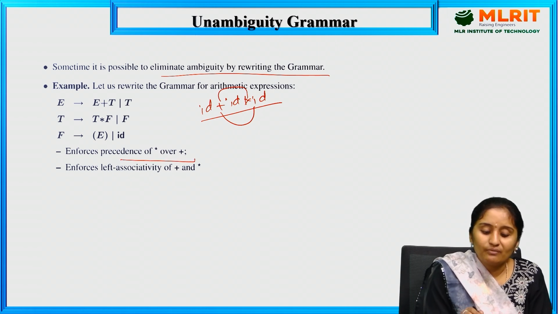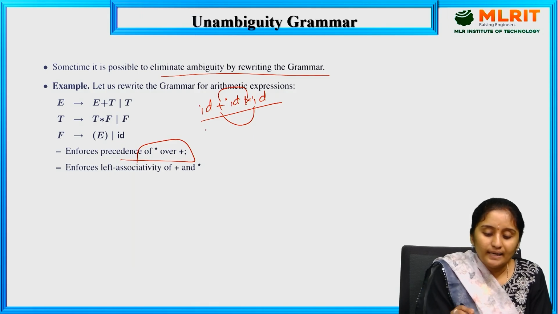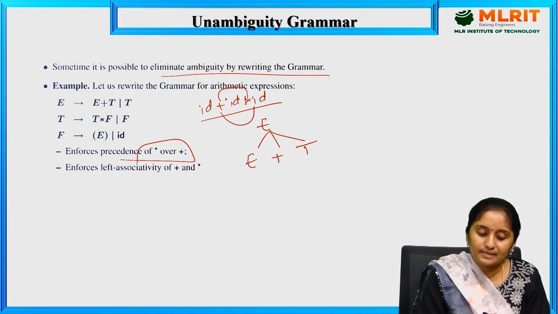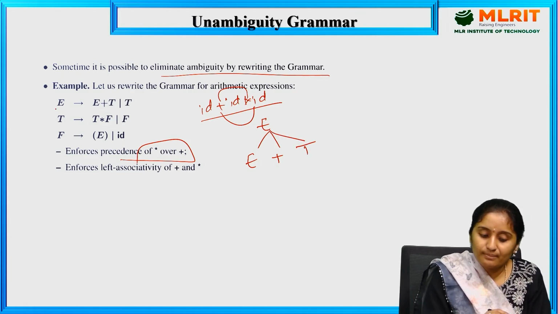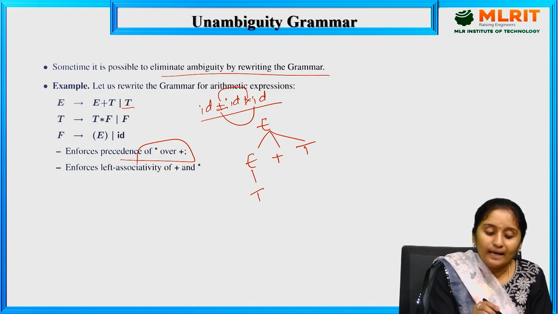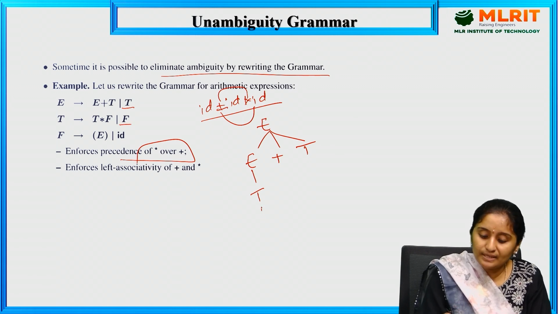Here we can also enforce the precedence of star over plus. Let me take ID plus ID. E produces E plus T. Here E is my start symbol, so I have taken E plus T. The first one I have is the plus operator, so I am directly replacing this E with T, and this T I can replace with F. F is pointing to ID.